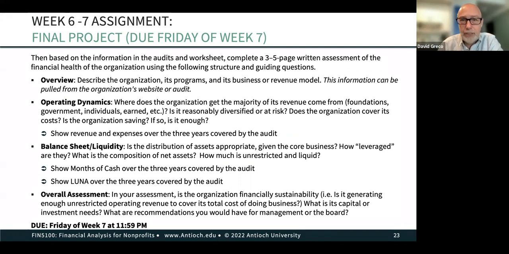The balance sheet, right? Again, we've talked about some of these different things. The key thing, I want you to calculate both months of cash and LUNA for the 3 years that you're looking at in the audits. But are there other things? Do you see a lot of liabilities? Do you want to do some of these ratios? Do they have enough assets to cover their liabilities? Is most of their assets frozen up in buildings and tables and chairs, or is most of it restricted? How much is unrestricted versus our total assets?